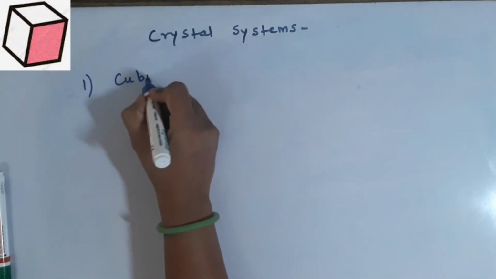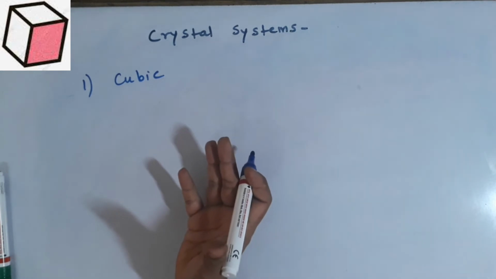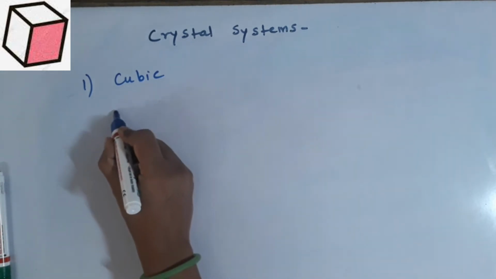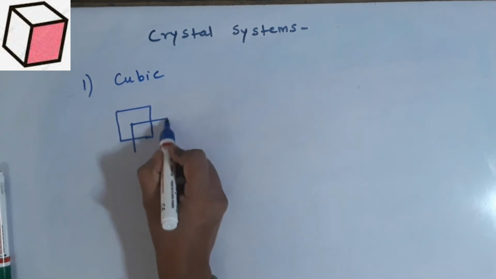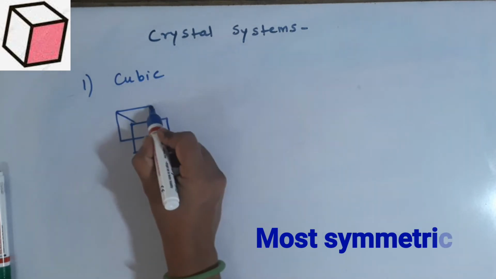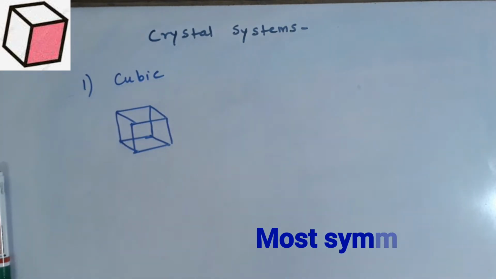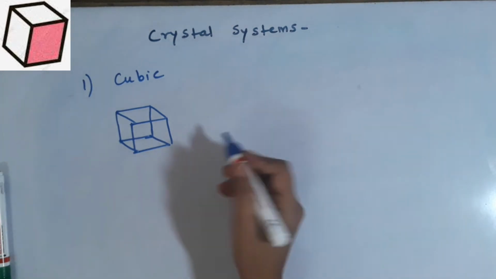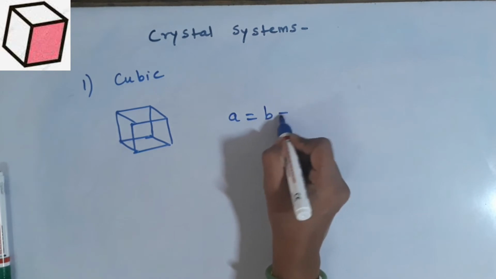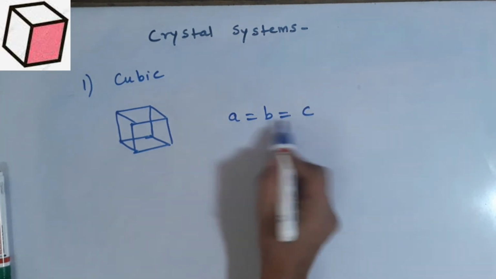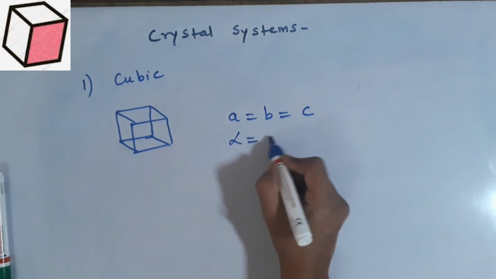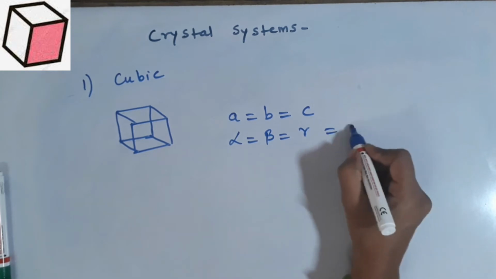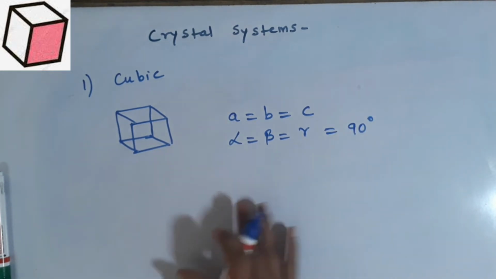The first type of crystal system is the most symmetrical one, that is cubical crystal system. The drawing diagram for this is extremely simple. We'll just draw a cube, and as you can see, in a cube, the edge lengths are going to be equal. So we'll have A is equal to B is equal to C, and also the interfacial angles are going to be perpendicular or 90 degrees. So alpha, beta and gamma are 90 degrees.